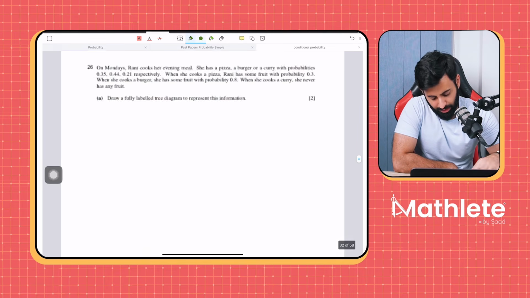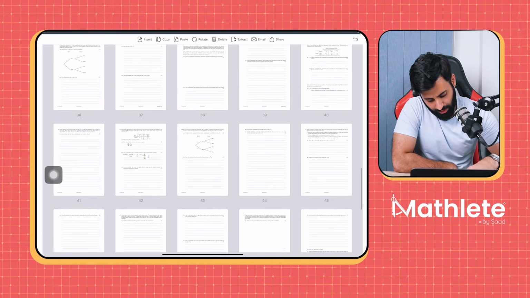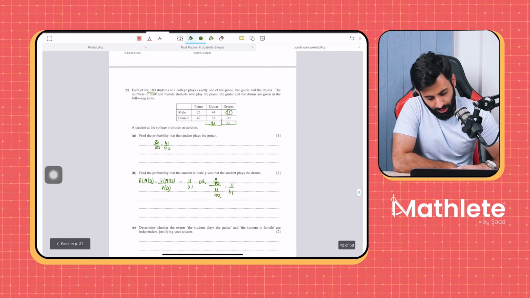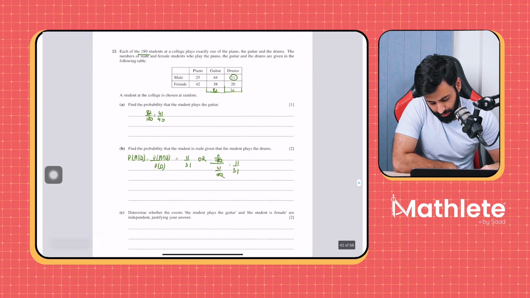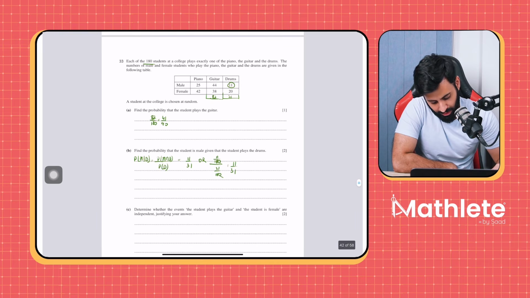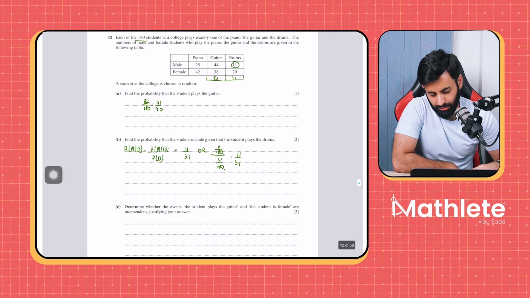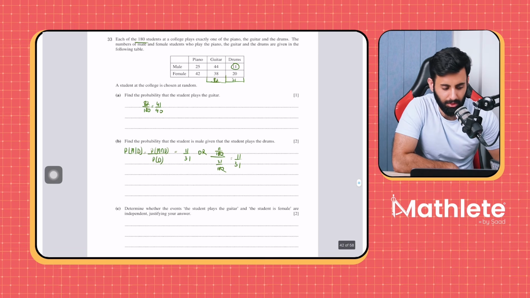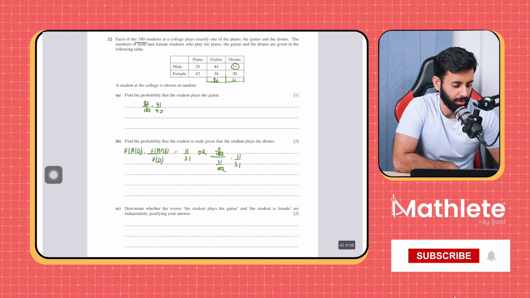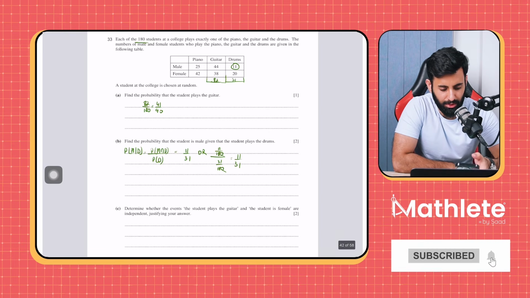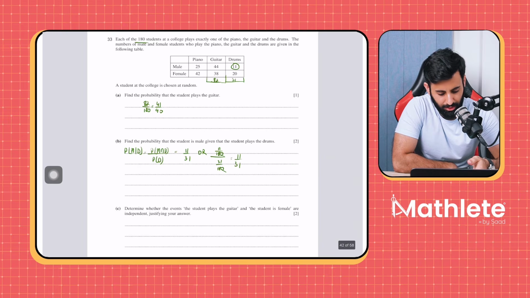By the way, wait a minute. I just realized that this question had a following part also. Determine whether the event the student plays the guitar and the student is female are independent, justifying your answer. So how do you justify your answer? You use the formula and you show the working, and then that's how you conclude. So quickly solve this and then I'll give you guys one last question to solve and that'll be it.